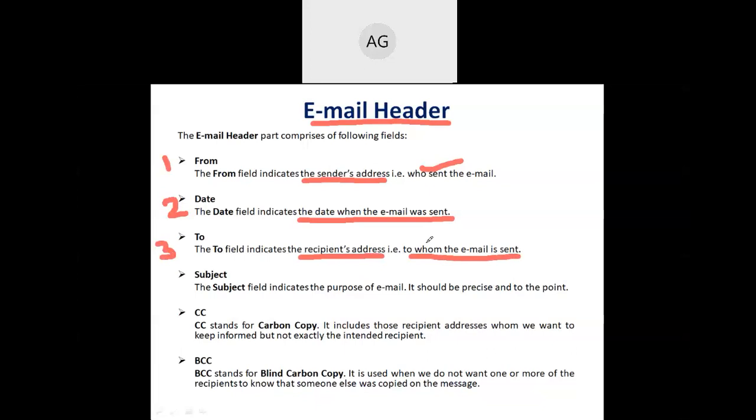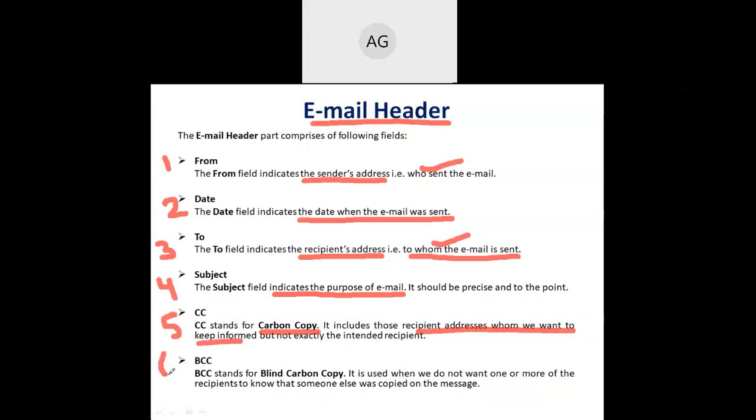That is, the receiver of the email. Now the fourth part of the header is the Subject. The Subject field indicates the purpose of the email. The subject should be precise and to the point. The next part is CC. CC stands for carbon copy. It includes those recipient addresses whom we want to keep informed, but who are not the intended recipient.